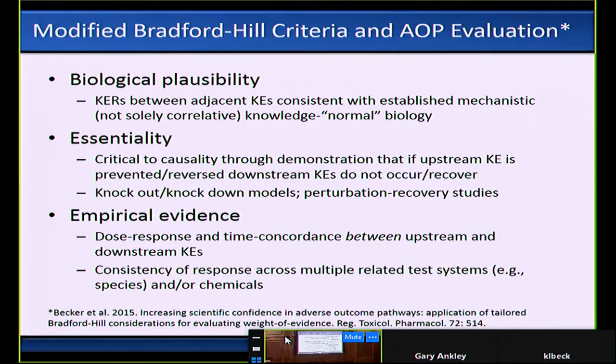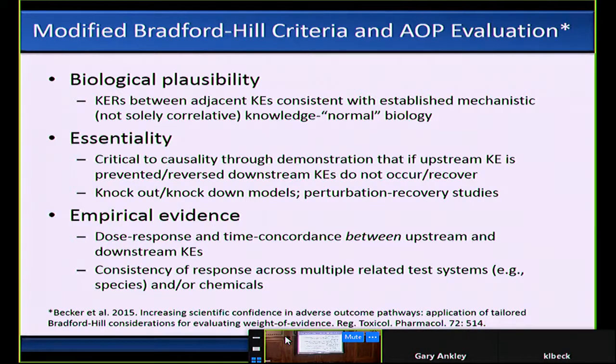Also, essentiality is another core criterion that is critical to causality. Essentially what you're demonstrating here is that if you can modify an upstream event, for example, stop it from happening, then you see the same response downstream. So you can prevent or reverse these downstream key events by modifying things upstream. There are a number of approaches to do this. We're all familiar with knockout and knockdown models, but you can also do this sort of analysis using what we call perturbation recovery studies. I'll show you an example of that in a little bit.